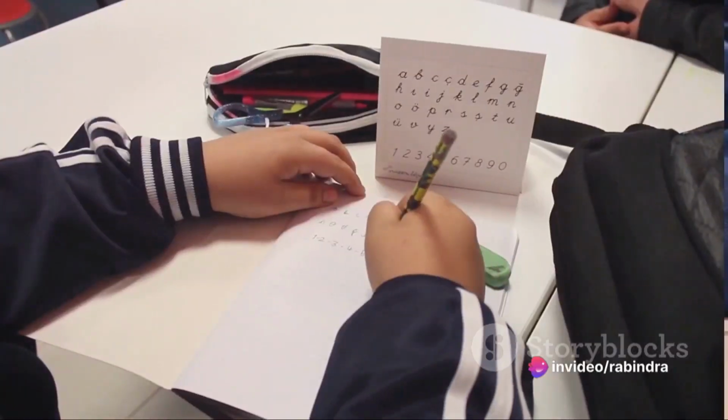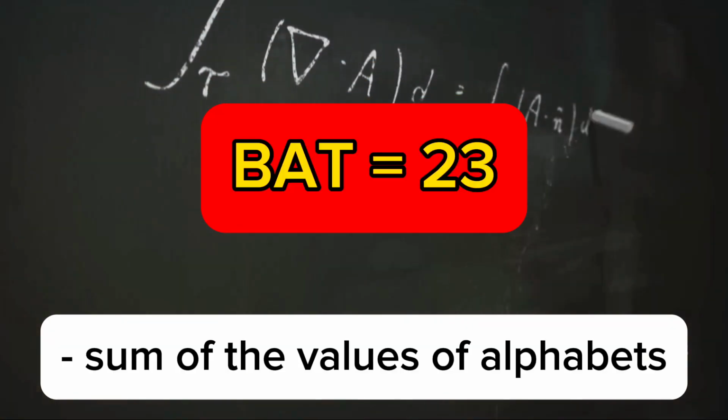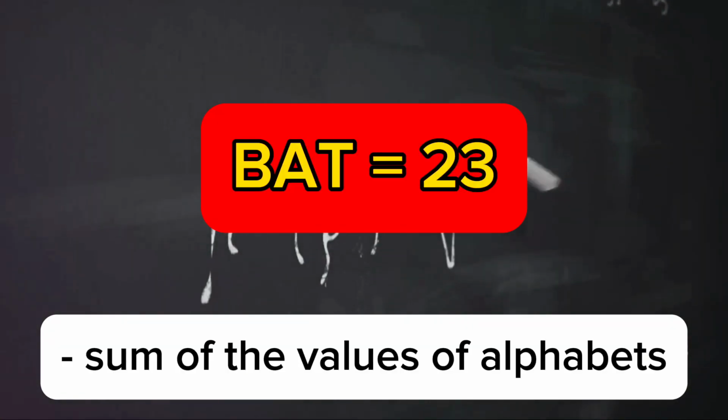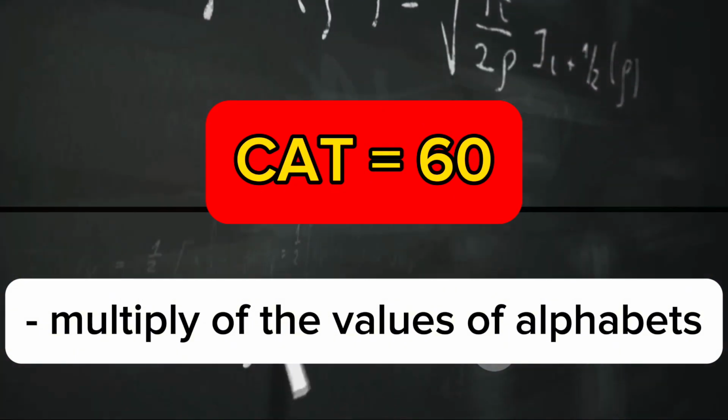Words can also be coded by summing or multiplying the numerical values of their alphabets. For example, bat can be coded as 23 and cat as 60.